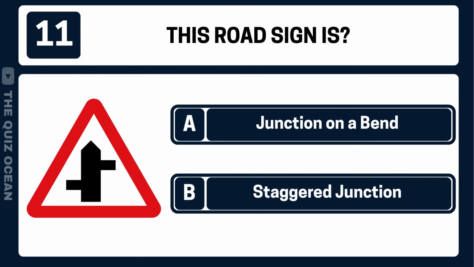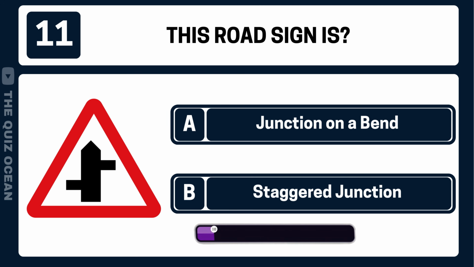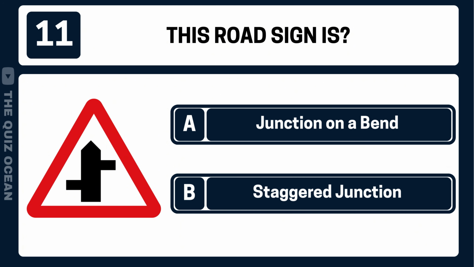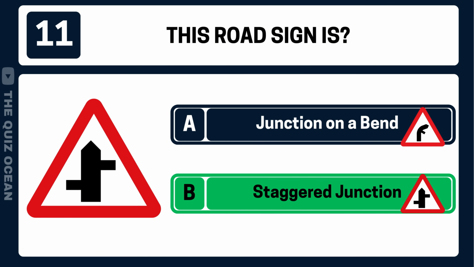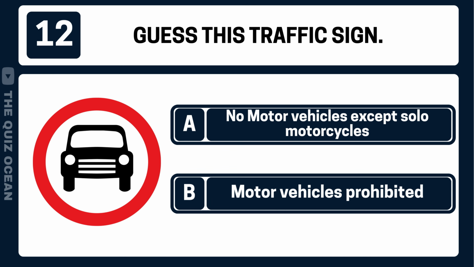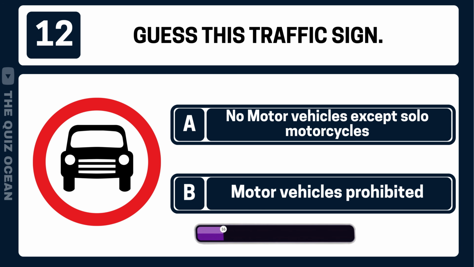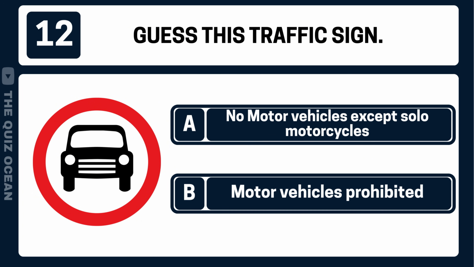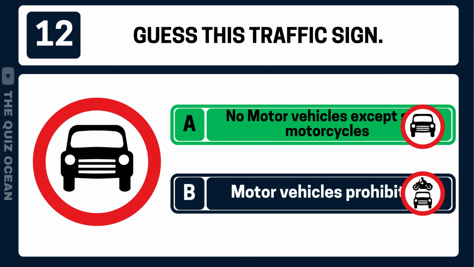This road sign is A. Junction on a bend. B. Staggered junction. Good catch. This is the staggered junction sign. Guess this traffic sign. A. No motor vehicles except solo motorcycles. B. Motor vehicles prohibited. Nicely done. This is the no motor vehicles except solo motorcycles sign.